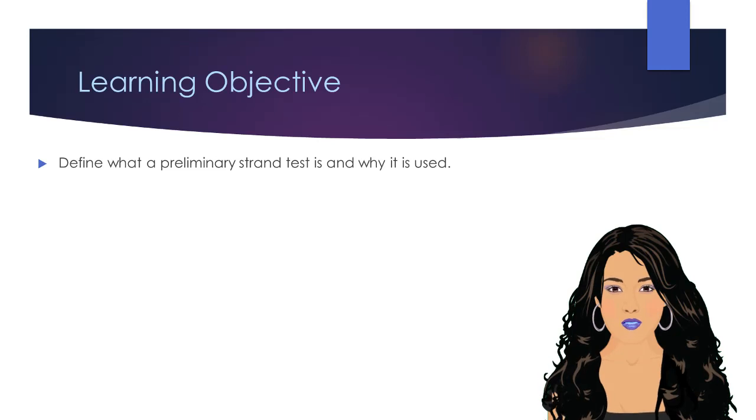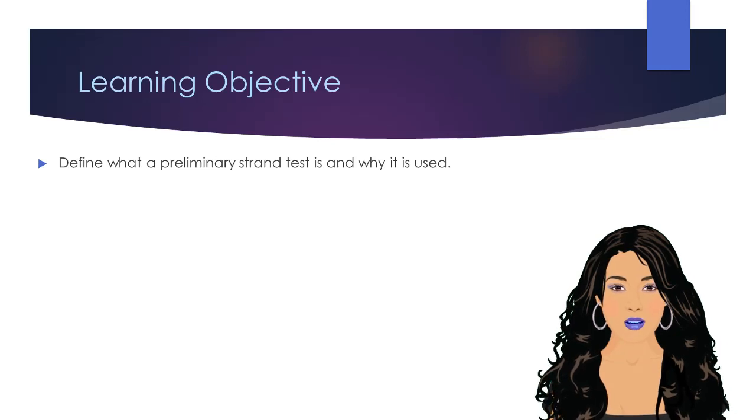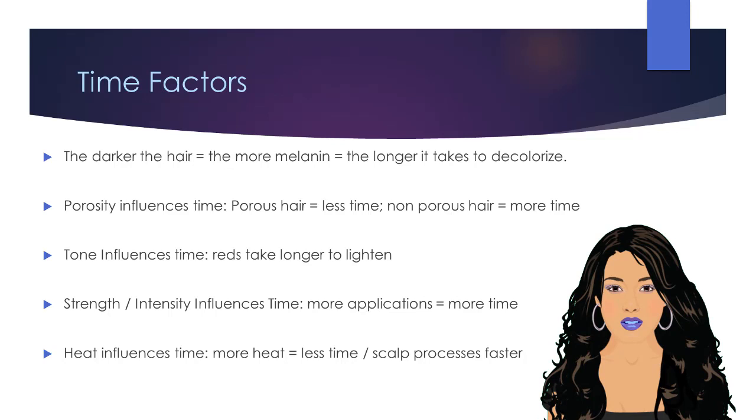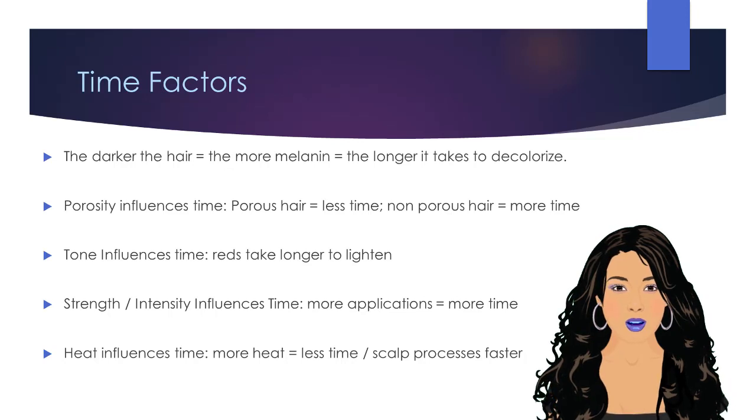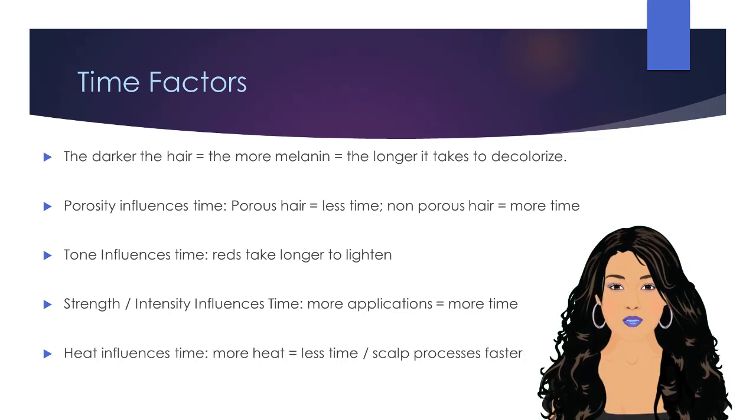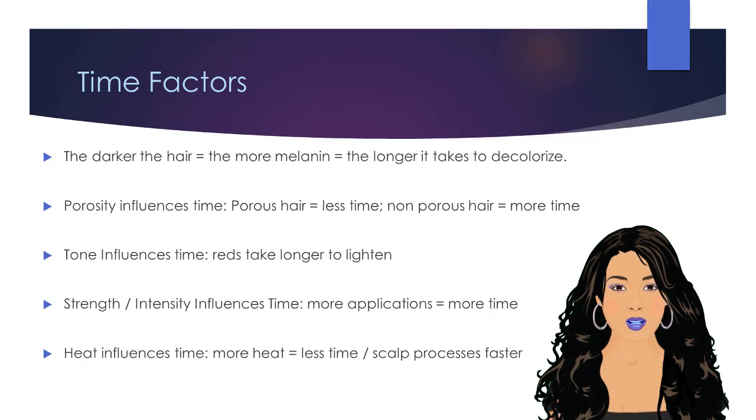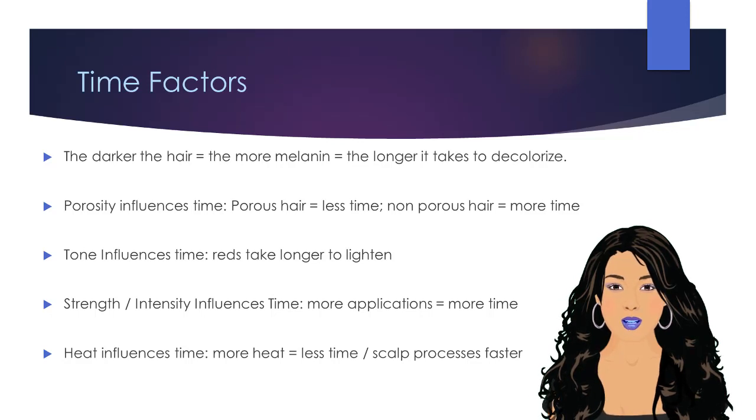Our learning objective is to define what a preliminary strand test is and why it is used. This preliminary strand test determines how the hair will react to the color formula and how long the formula should be left on the hair to achieve the desired results.